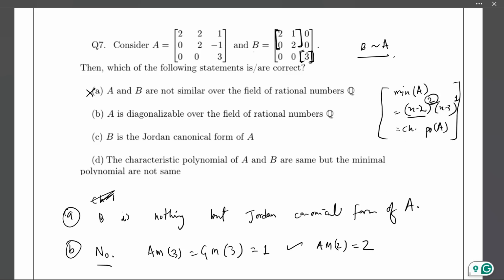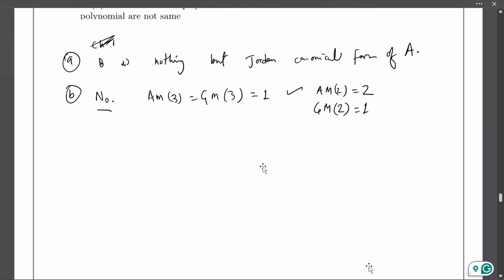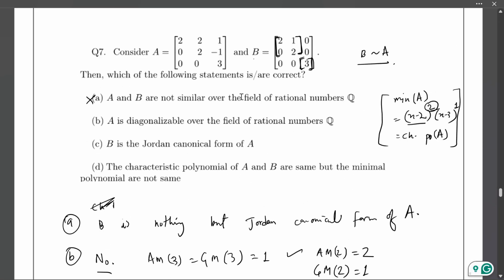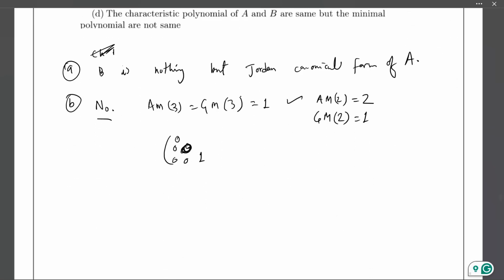But what is the geometric multiplicity? This is 1. Let me explain why. If you subtract 2 from the diagonal, you will get 0, 0, and here you will get 1, 0, 0, 0, 0. You already had 0 here. This is bigger 0. But left in the upper triangle, 2, 1, minus 1. This is your T minus 2I.